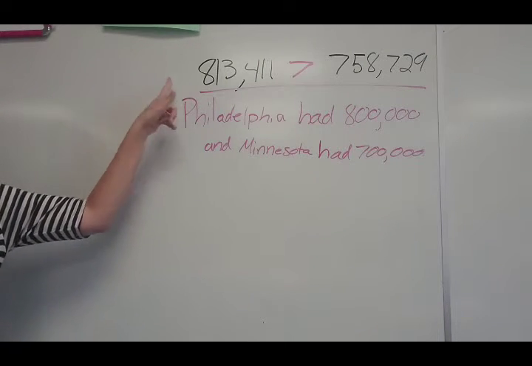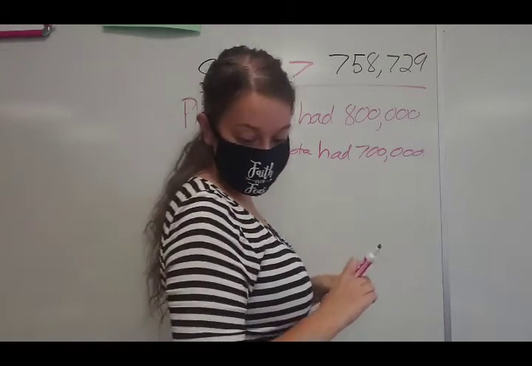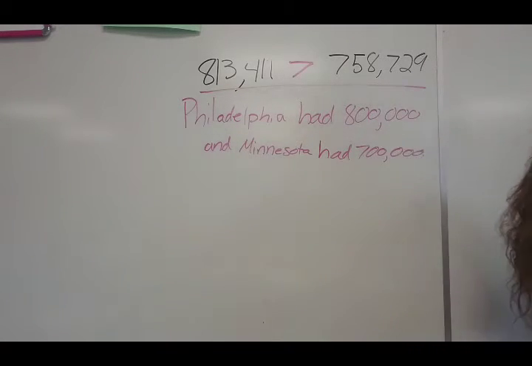So this is what you need to write on that next line. We wrote the total for Philadelphia. We put our greater than sign. And then we wrote our total for Minnesota. Did you write it? Yes. Good.